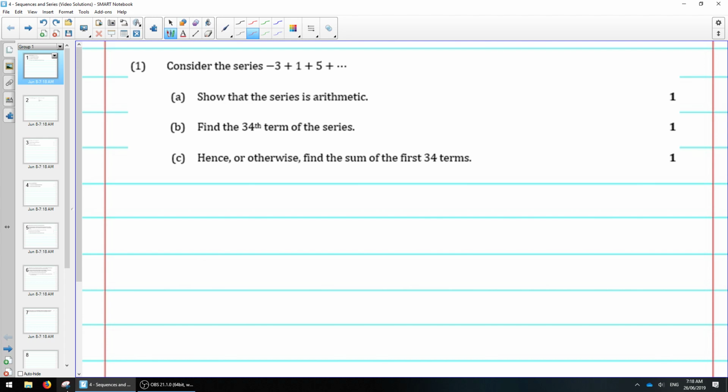Hi everyone, in this video we're going to go through a few solutions for a quiz on sequences and series for Y12 2 unit. This is mostly in preparation for their assessment task which is next week, but of course this will be used in future years as well.